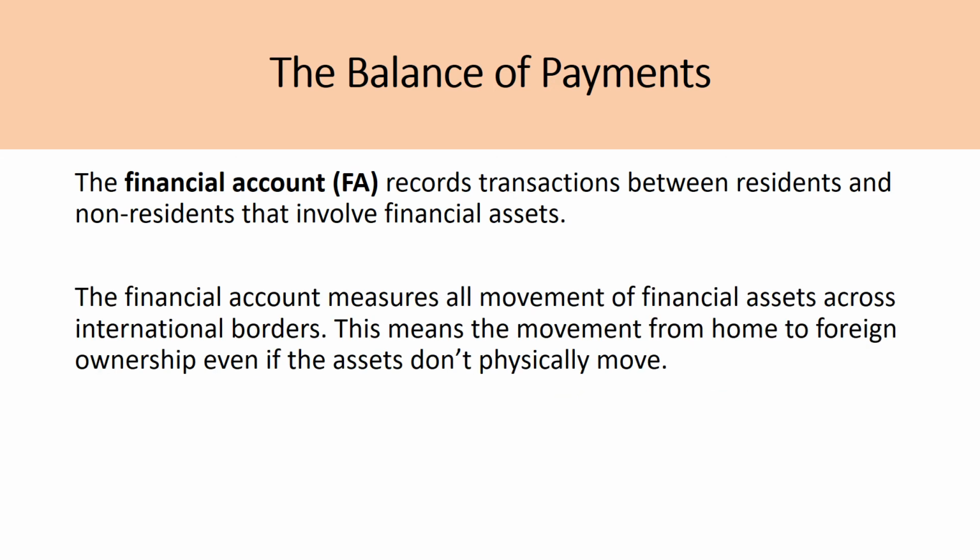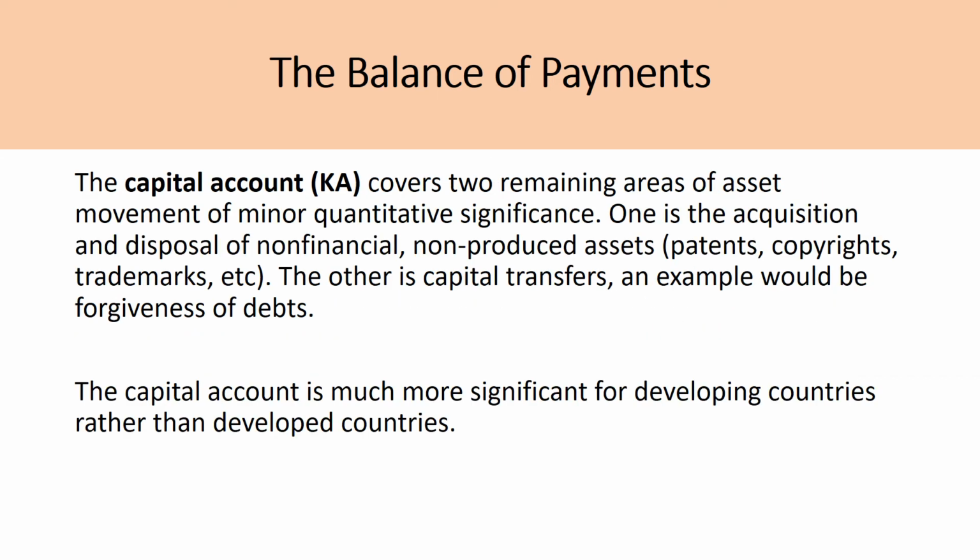So the financial account measures all movement of financial assets across international borders. This means the movement from home to foreign ownership, even if the assets don't physically move. It's just a transfer of ownership. Okay, and the capital account covers two remaining areas of asset movement of minor quantitative significance. One is the acquisition and disposal of non-financial, non-produced assets, such as patents, copyrights, and trademarks. The other is capital transfers. An example would be forgiveness of debt, as I talked about before. The capital account is much more significant for developing countries rather than developed countries.